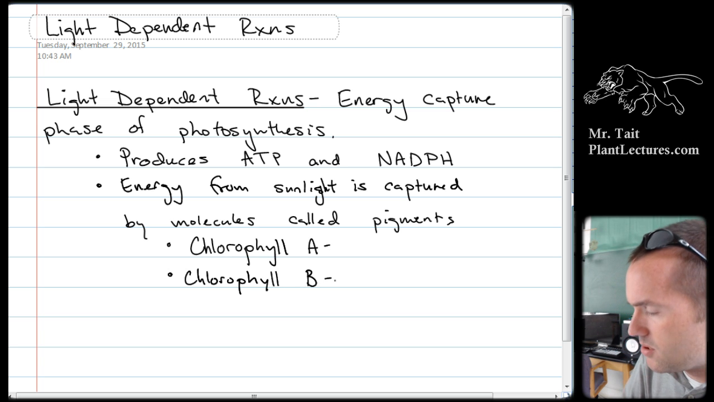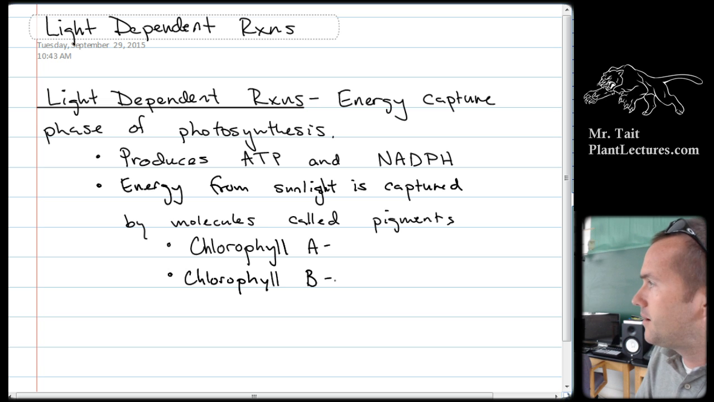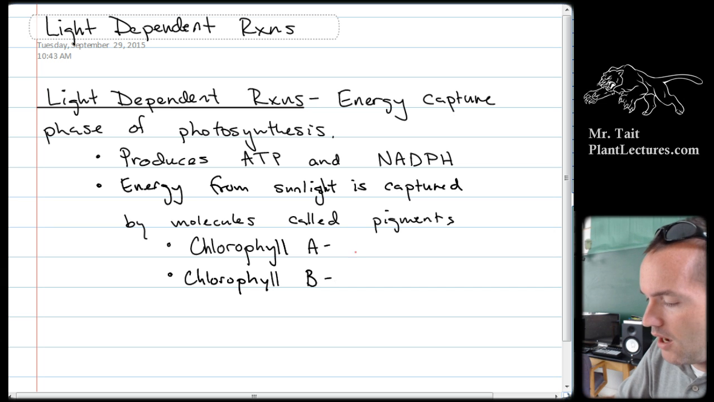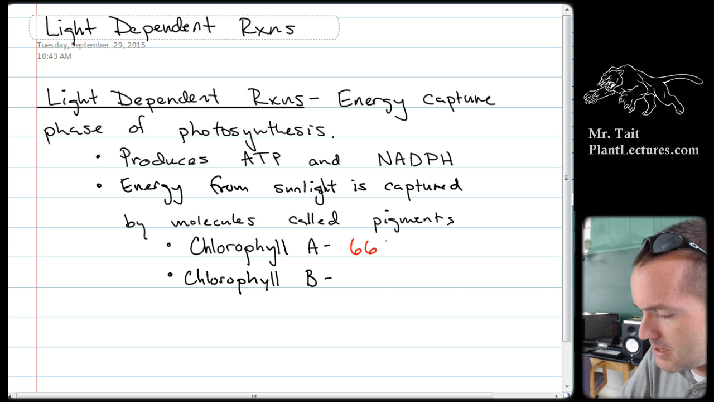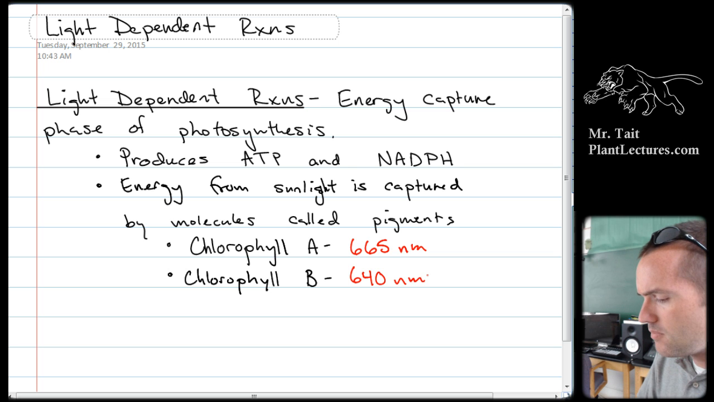There are some other ones too. There's ones called xanthophylls, and there's ones that are called carotenoids. They are all going to absorb different wavelengths of light. And it happens to be that chlorophyll A and chlorophyll B are really good at absorbing reddish light. Chlorophyll A is best around 665 nanometers wavelength, and chlorophyll B is best around 640 nanometers wavelength of light.